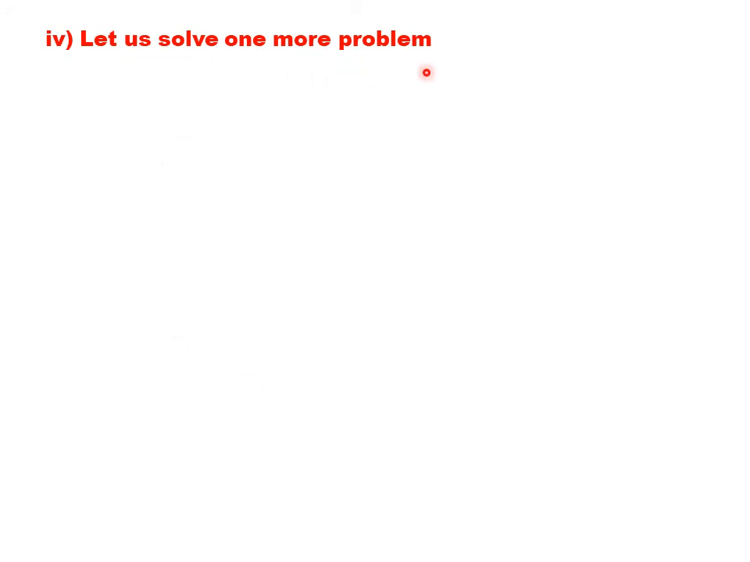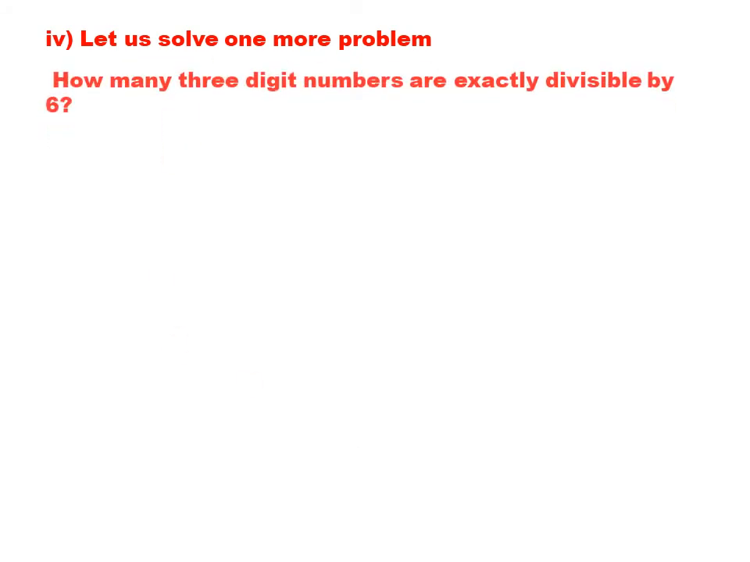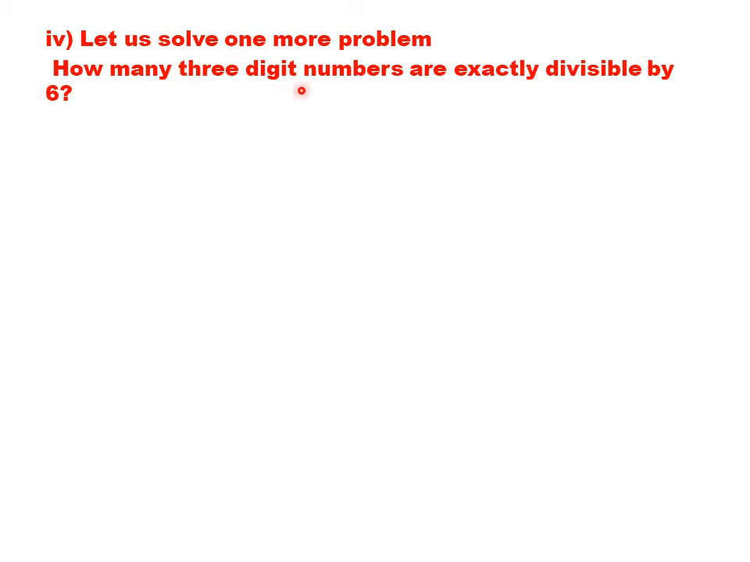So let us solve one more problem in arithmetic progression. How many 3-digit numbers are exactly divisible by 6? This is the question. We have to find the number of 3-digit numbers which are exactly divisible by 6. The first 3-digit number which is divisible by 6 is naturally 102. If we divide 102 by 6, we will get 17. The 3-digit numbers start from 100, so the first 3-digit number which is exactly divisible by 6 is 102.